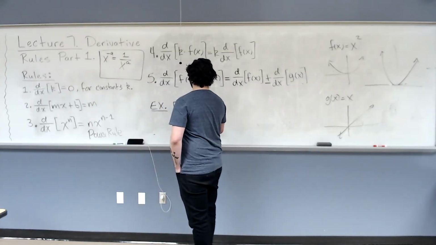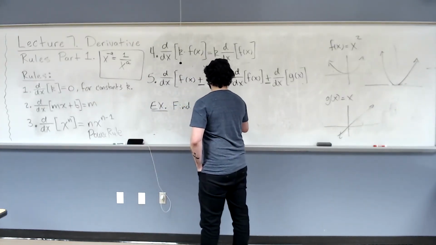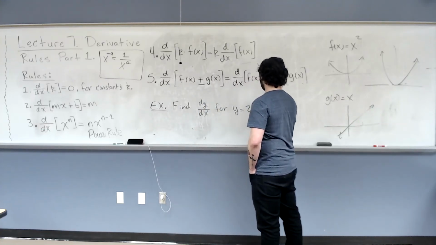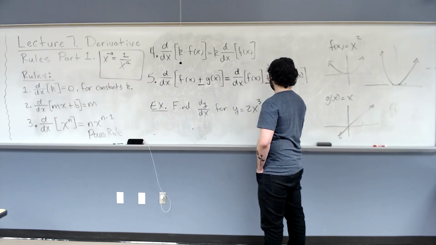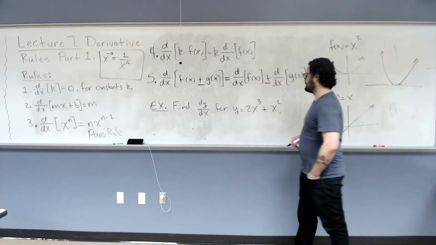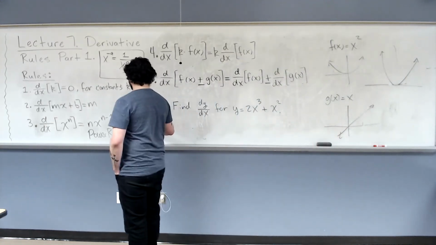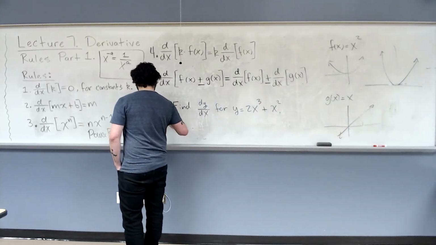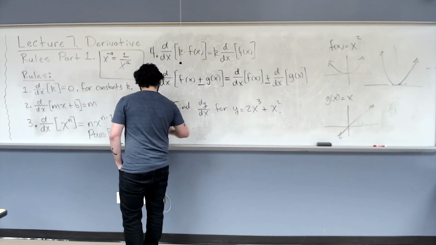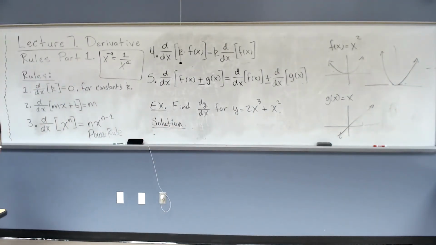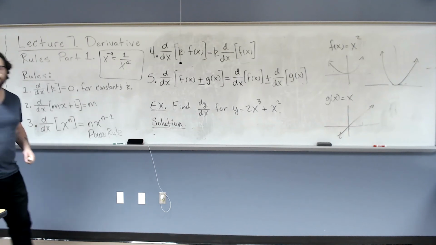So if we look at an example, find dy dx for y is equal to 2x cubed plus x squared. What's the answer right away? Just using the power rule and using that sum rule: 6x squared plus 2x. Yep, that's it.